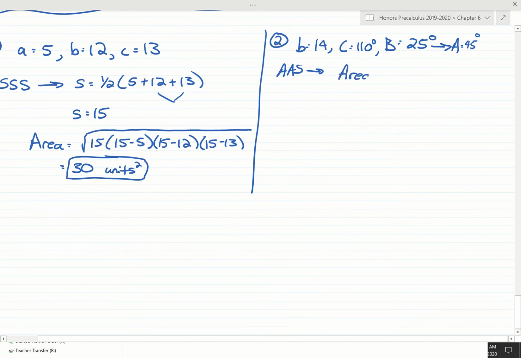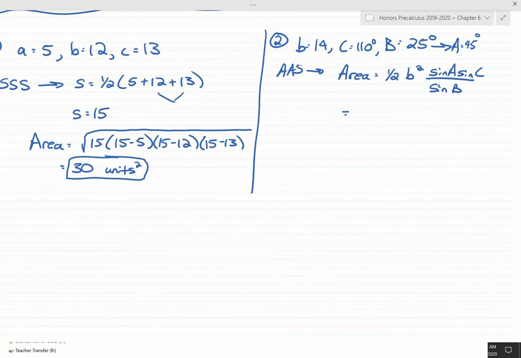So the area for this would be 1/2 of B squared. Sine of B goes in the bottom. I'm going to put sine A and sine C on top. So I'll plug in for those. We're going to have 1/2 times 14 squared times the sine of 45 times the sine of 110 divided by the sine of 25. And that comes out to 154.1 square units.